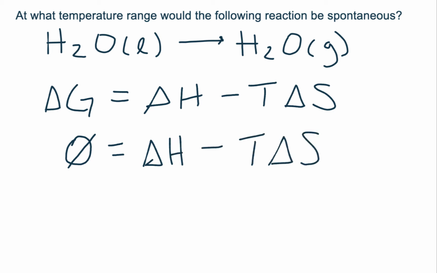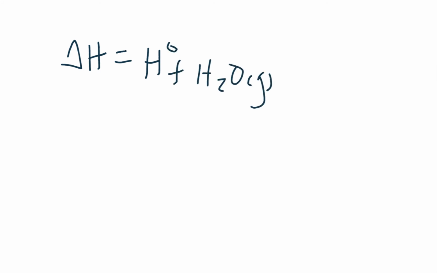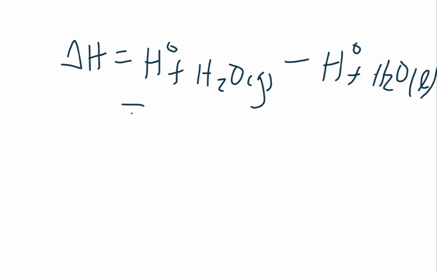So in order to find this out, you need to pull out your reference sheet or the charts in the back of your book and find delta S and delta H. I have already compiled these, just so you know. In this case, delta H is going to be the standard enthalpy of formation of water in its gaseous state, that's the product, minus the standard enthalpy of formation of water in its liquid state. This is equal to 44 kilojoules per mole.